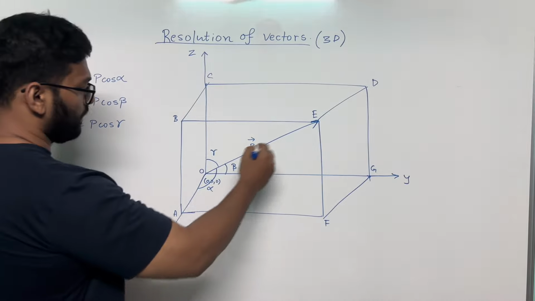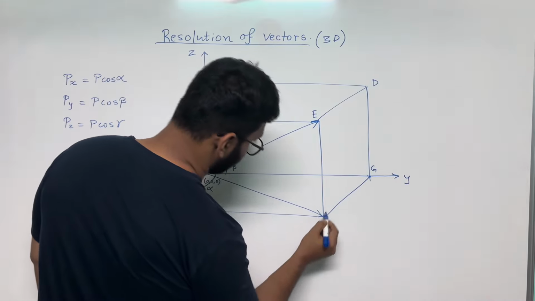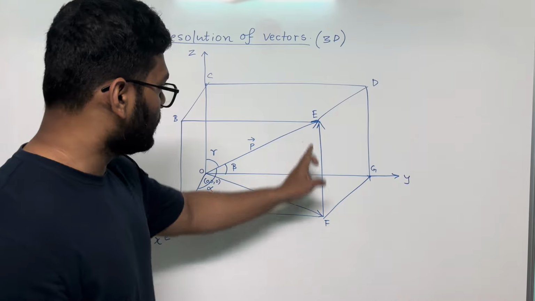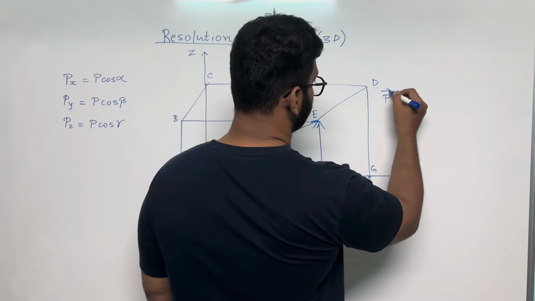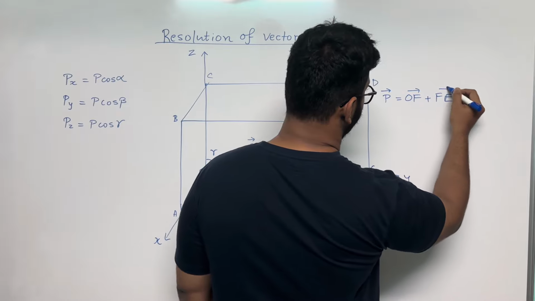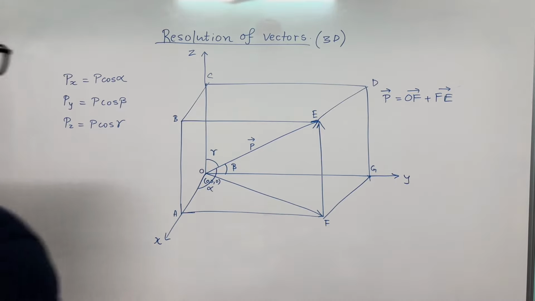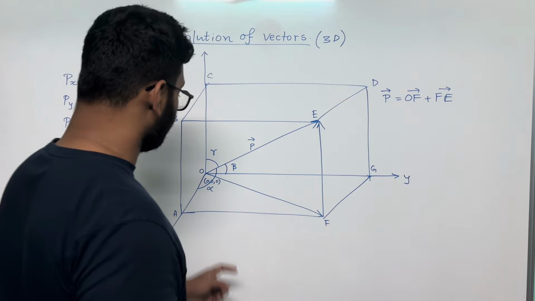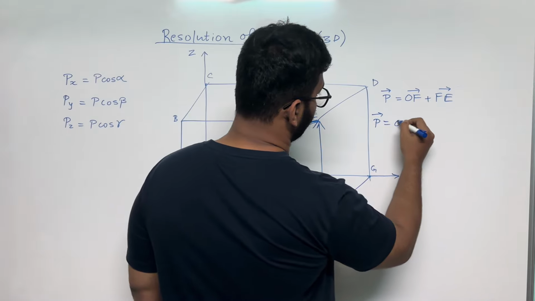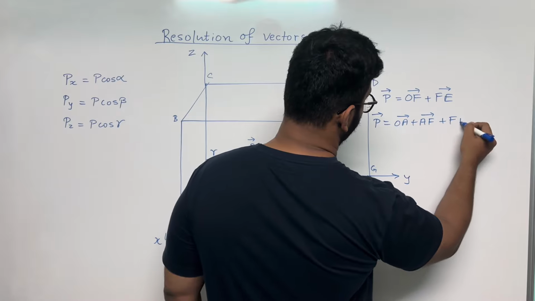Now this p bar vector can be written as this vector. I will draw this vector like this, OF, and this is FE. So I can write this p bar vector as OF bar plus FE bar. Again, this OF bar vector can be written as OA bar plus AF bar. So I can write it again as OA bar plus AF bar plus FE bar.